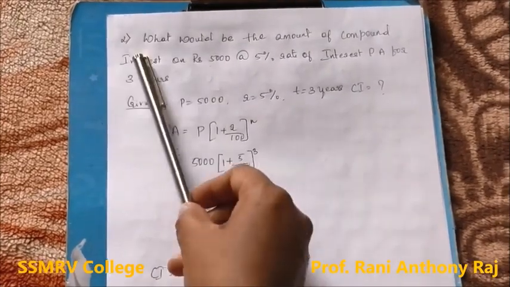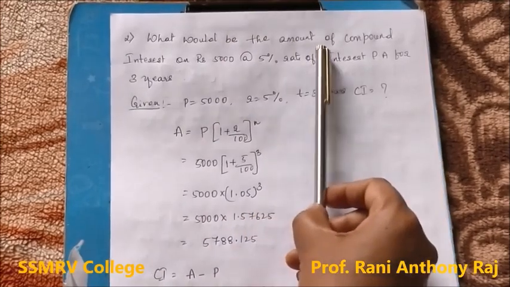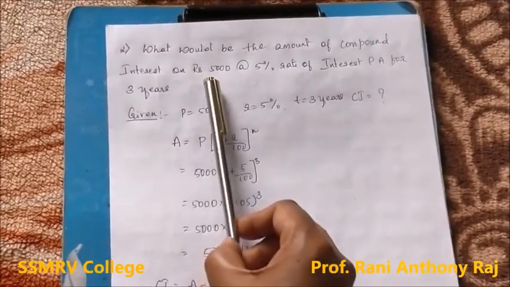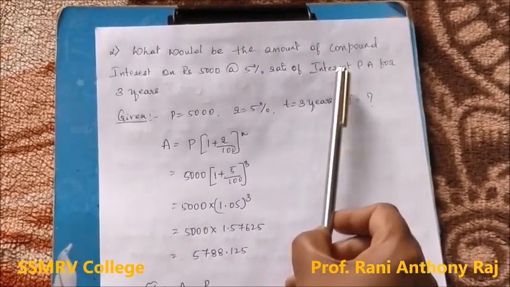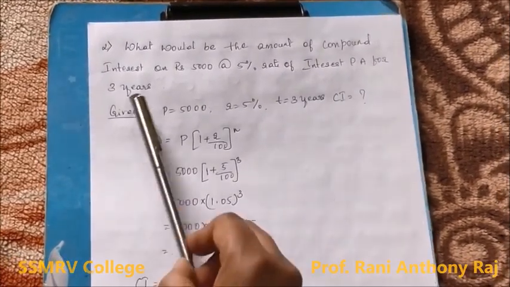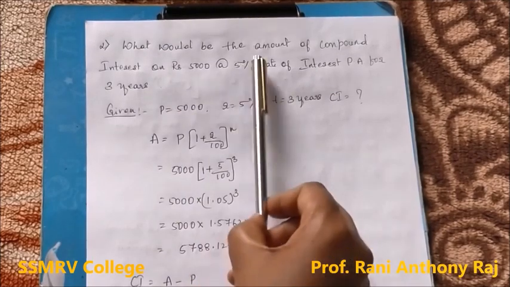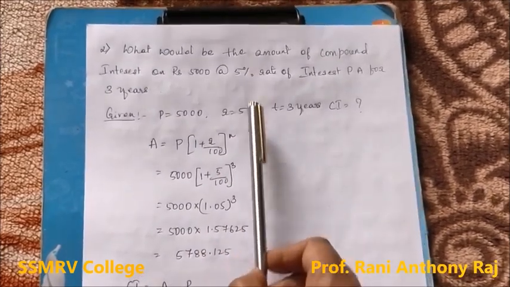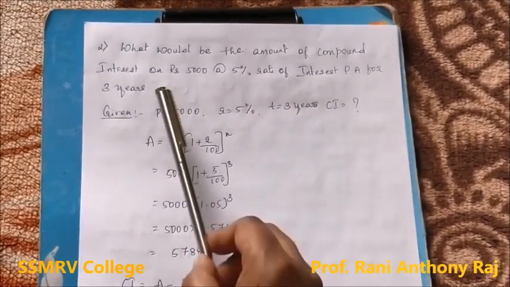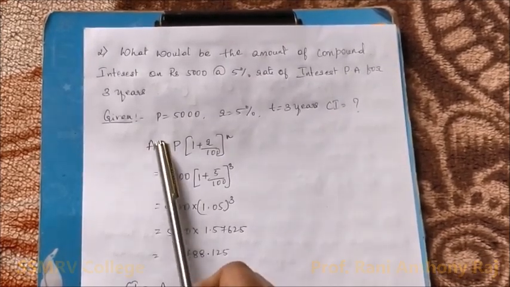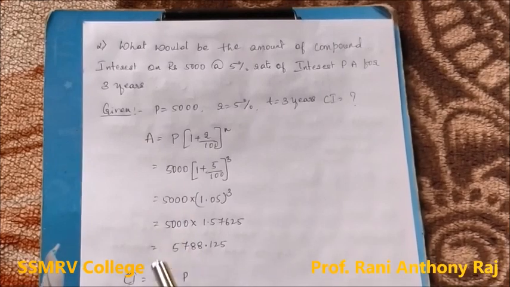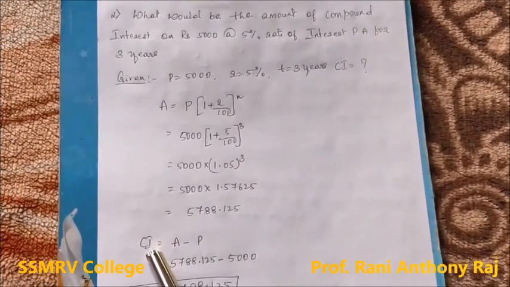The problem states like this. What would be the amount of compound interest on rupees 5,000 at the rate of 5% per annum for 3 years? The principal amount is 5,000. Rate of interest is 5%. Tenure is 3 years. We need to find out the compound interest. First, we'll calculate the amount. After calculating the amount, we'll apply the formula of compound interest.